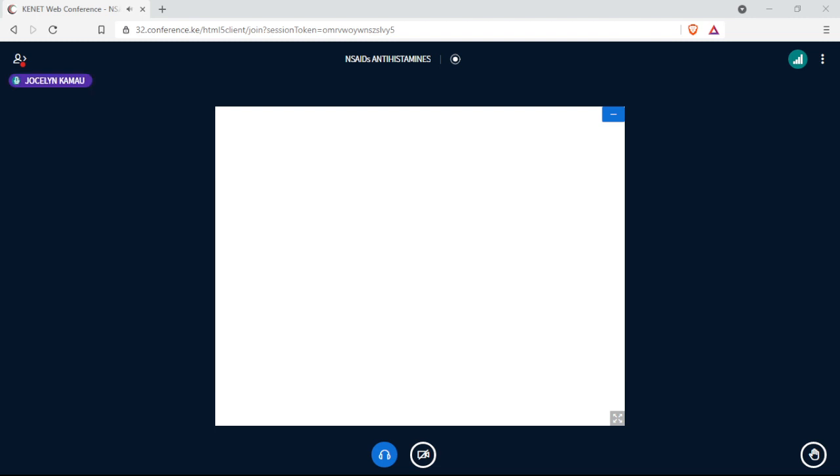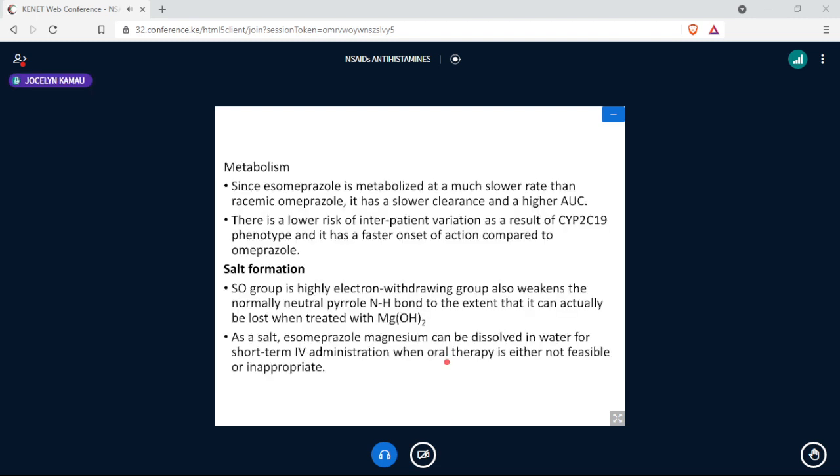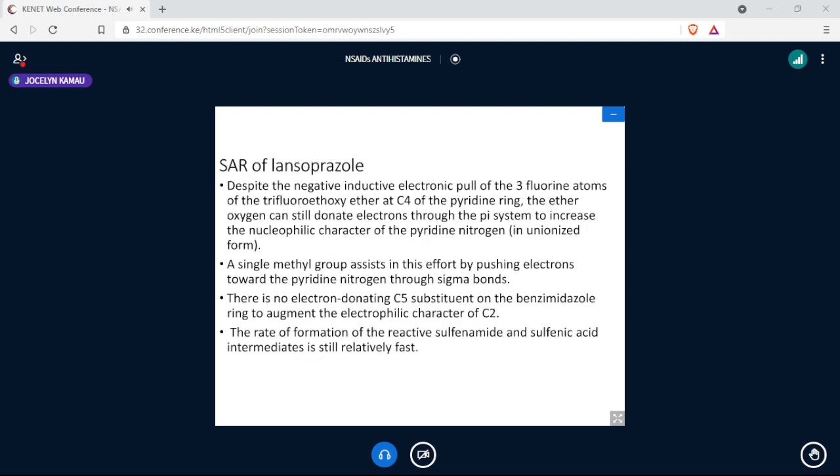Slide we have already looked at. Salt formation, we have just said you can form the salt formulation for parenteral administration, and therefore we do have esomeprazole magnesium. For some of these drugs, the problem is that they are quite expensive. So that is one of the drugs. The other one is lansoprazole.